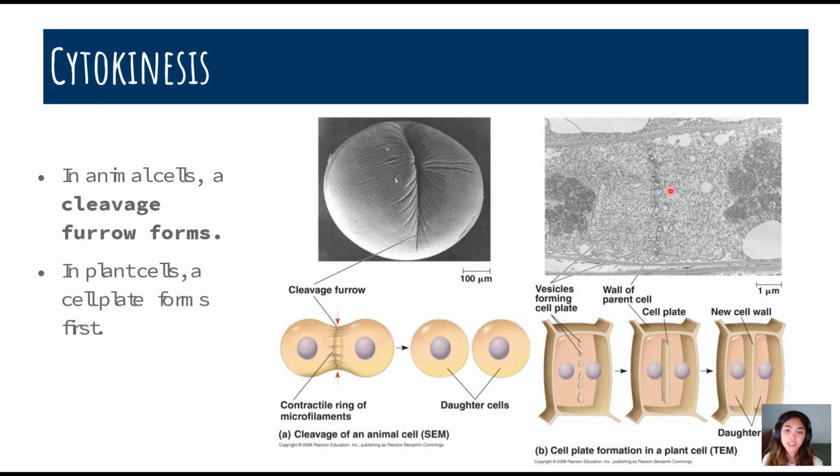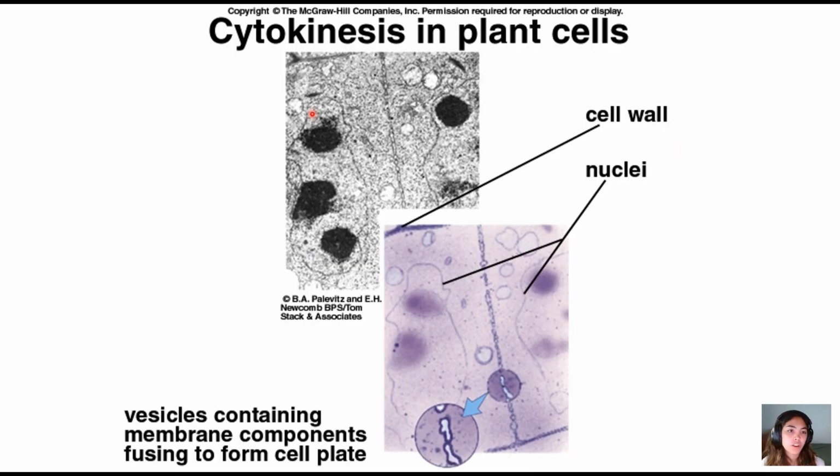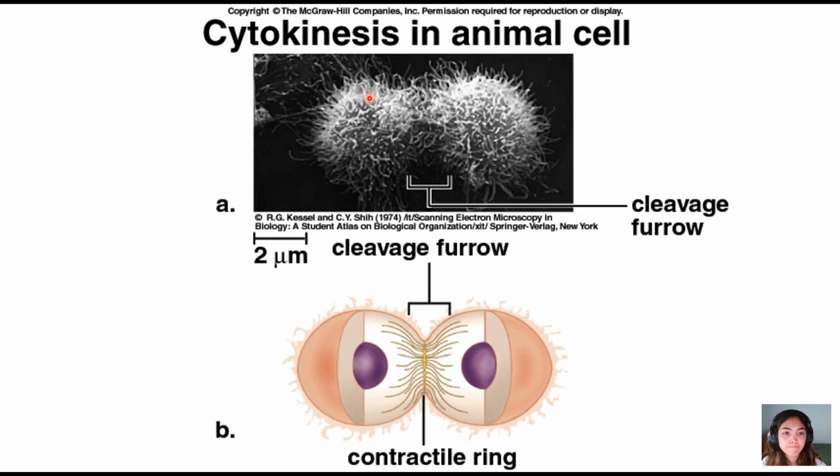In plant cells, it's a little bit different. Instead, we've got a cell plate that forms. So we've got all these different vesicles that start to form this cell plate. But of course, remember, plant cells also have a cell membrane, so they also have to produce a cell membrane as well. So cytokinesis in plants, like I said, we've got our vesicles containing membrane components fusing to form our cell plate, and then later on they'll go and form that cell membrane.